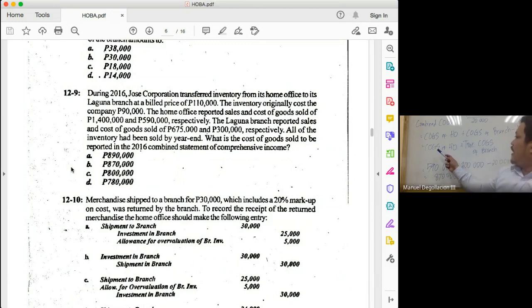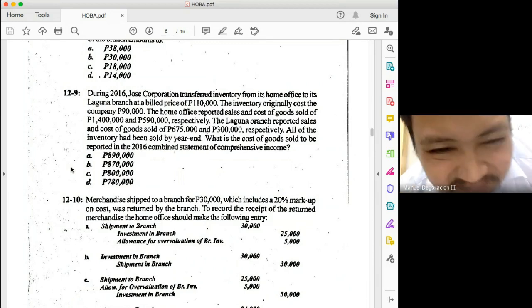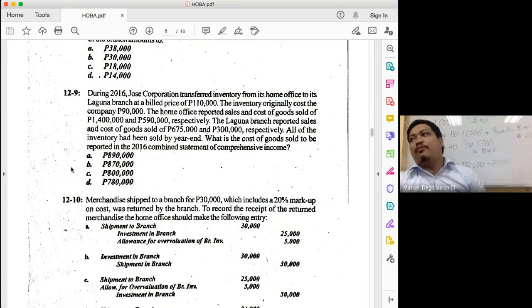So we can solve for it using this one. Cost of goods sold of the home office, 590. True cost of goods sold of the branch, 280. 590 plus 280 will give you 870,000. That's if you're asked for combined sales. Simply add the sales of the home office and the sales of the branch. Why is it not asked here? Because it would be very simple.